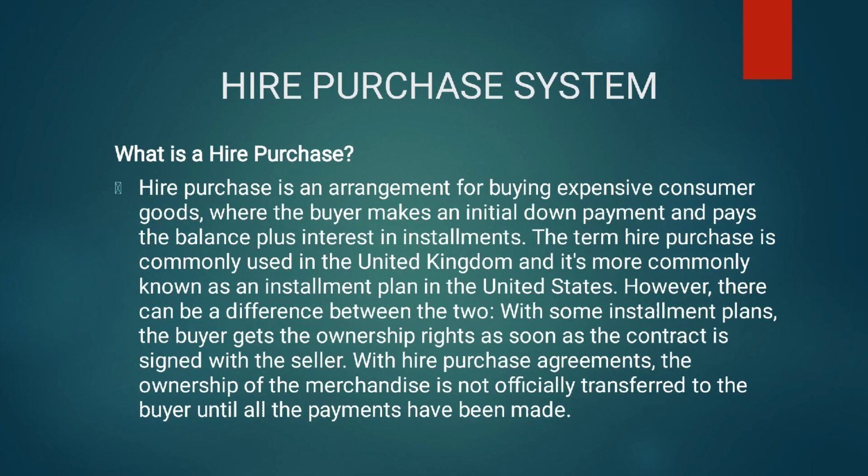Hire purchase system. What is hire purchase system? Hire purchase is an agreement for buying expensive consumer goods where the buyer makes an initial down payment and pays the balance plus interest in installments. The term hire purchase is commonly used in the United Kingdom, and it's more commonly known as an installment plan in the United States.